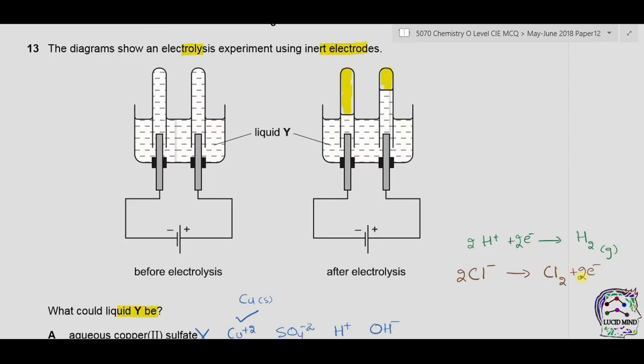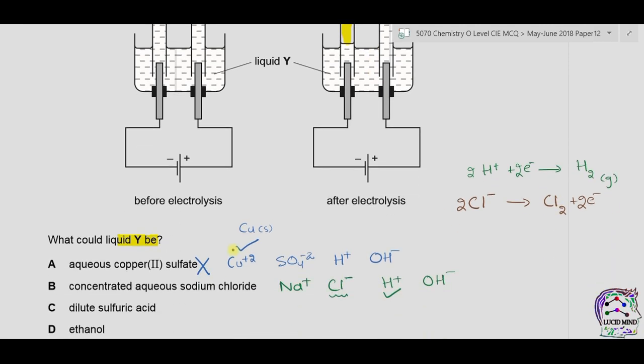Now in the reactions we can see that the number of electrons gained and lost are equal, and one volume of hydrogen is formed and one volume of chlorine is formed. The volumes formed are equal, while in the diagram the volumes were not equal. Therefore B is also incorrect.